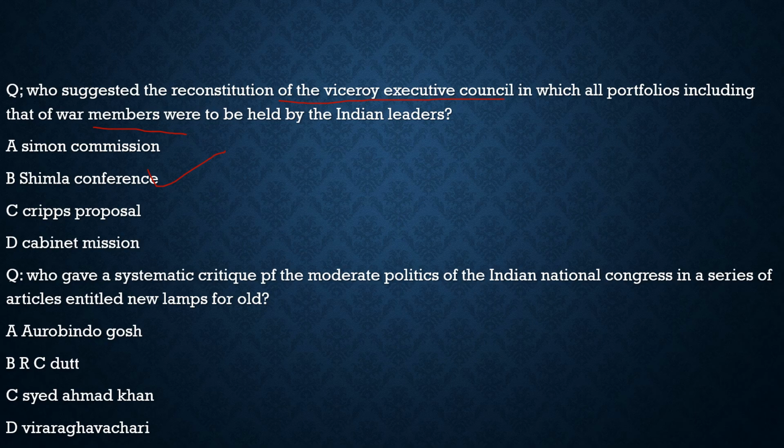With this, moving to the last question of today's discussion, it says, who gave a systematic critique of the moderate politics of the Indian National Congress in a series of articles entitled New Lamps for India? Who was that? It was Aurobindo Ghosh. He gave a systematic critique of the moderate politics of the Indian National Congress, and he mentioned it in a series of articles entitled New Lamps for India. It is Aurobindo Ghosh.